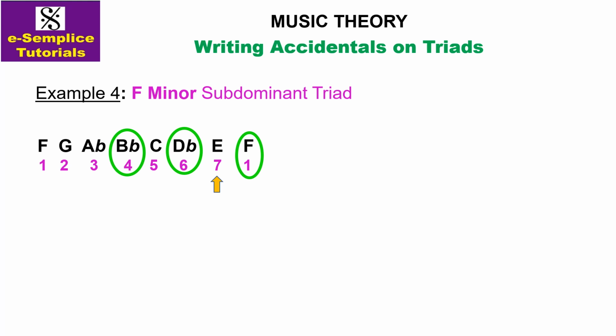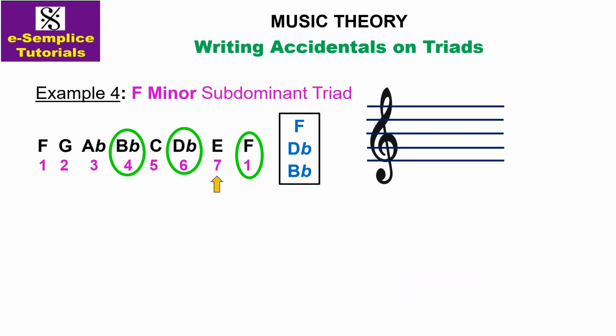E has already been raised, so that's why you don't find a flat on E, because naturally E should have a flat, but because it is the seventh degree of F minor, the flat is no longer there because that degree has been raised. So you stack the notes. Now we have that. So you have B, D, and F.